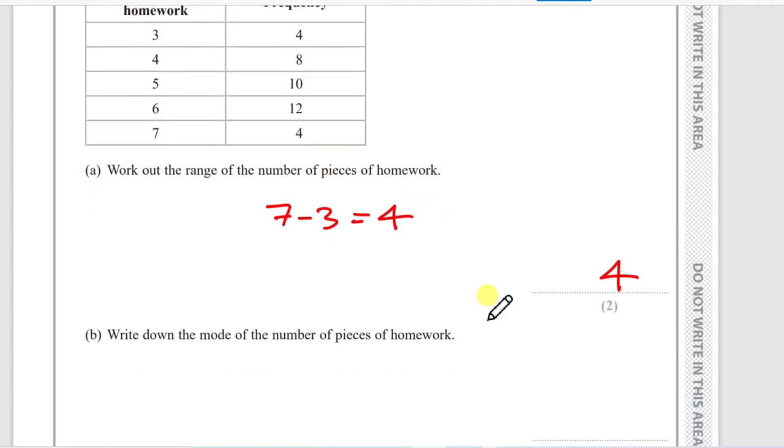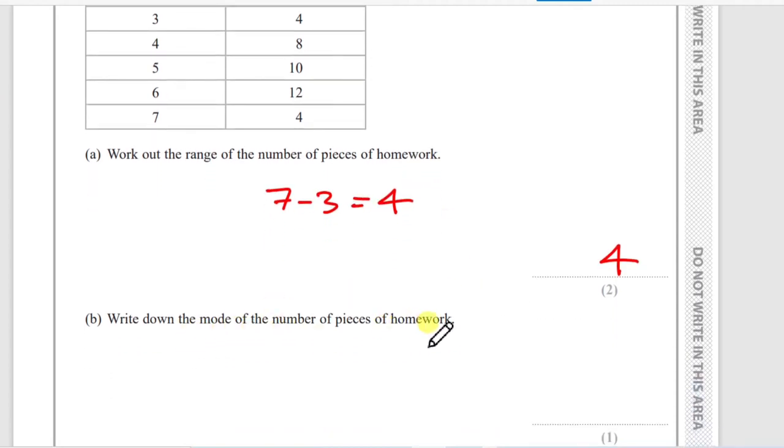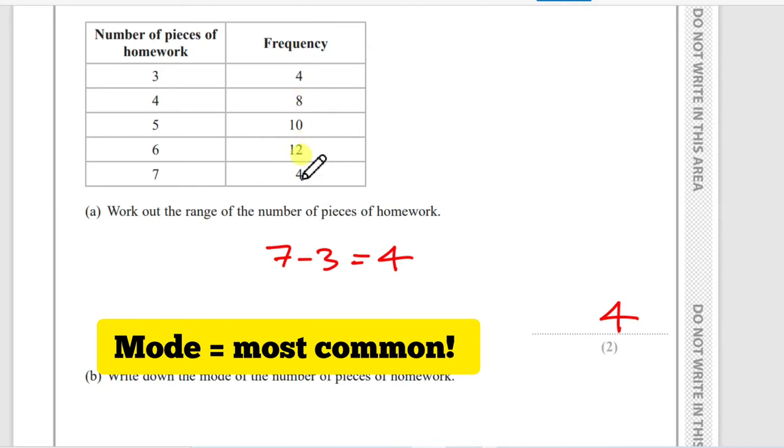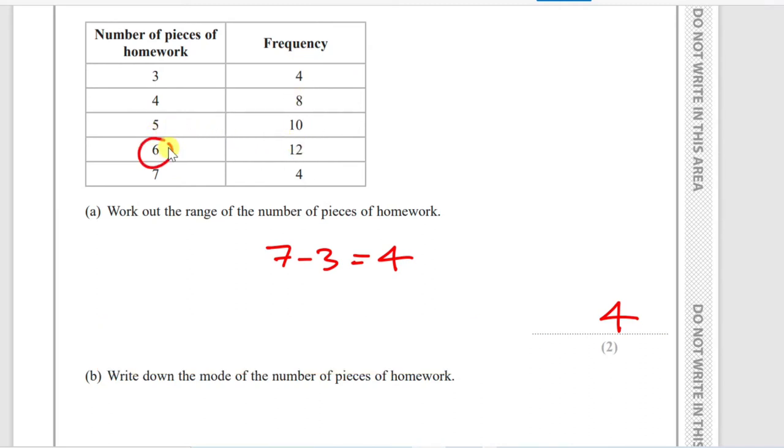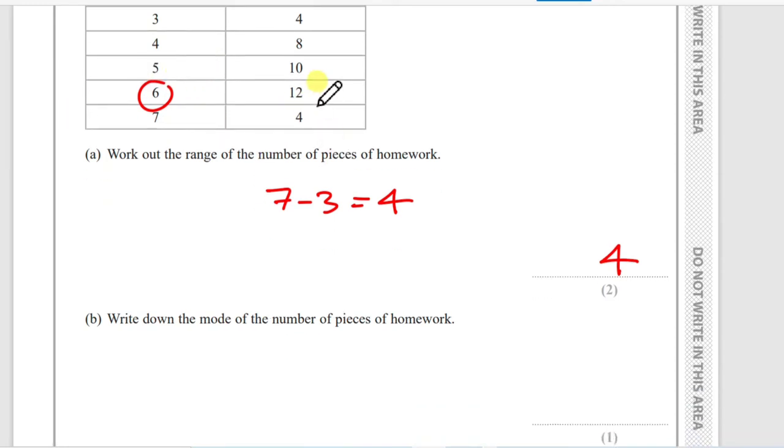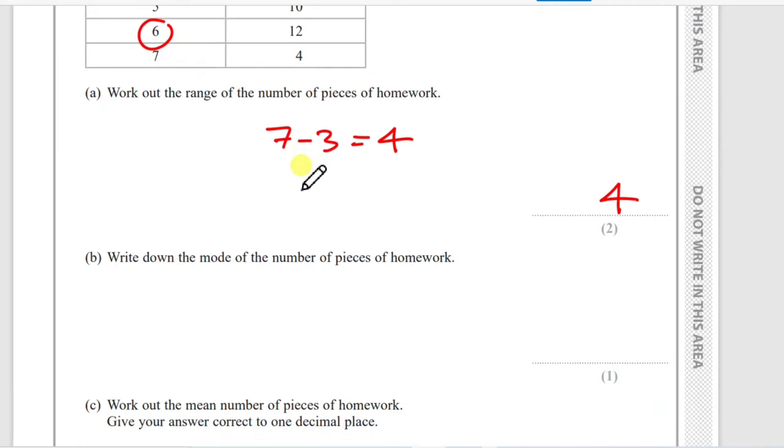Okay, work out the mode of the number of pieces of homework. The most common one was 12, so that means the mode was 6. So this was the most popular number of pieces of homework to give because most of the students got it, 12. So just find the biggest number here and select it there. So it'd be 6.